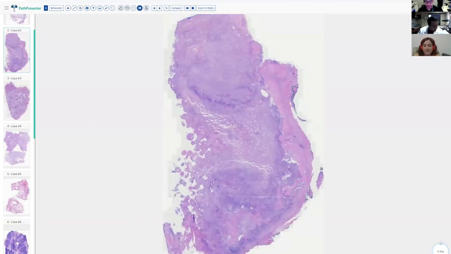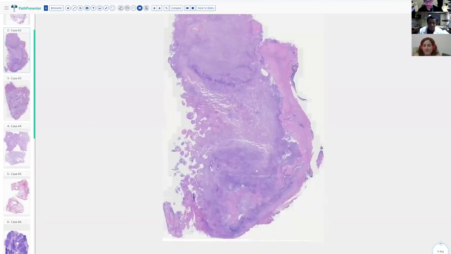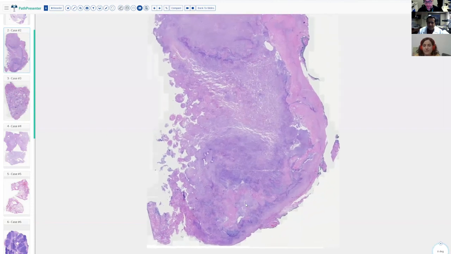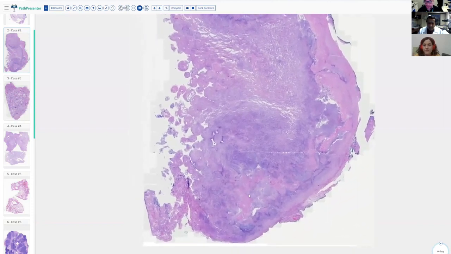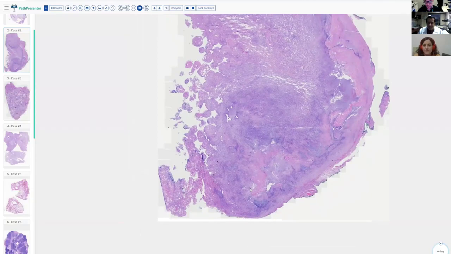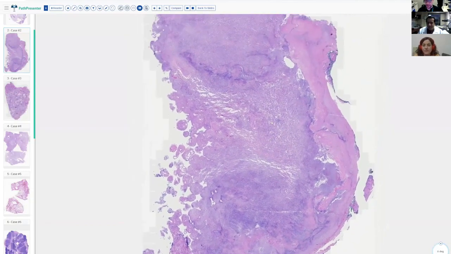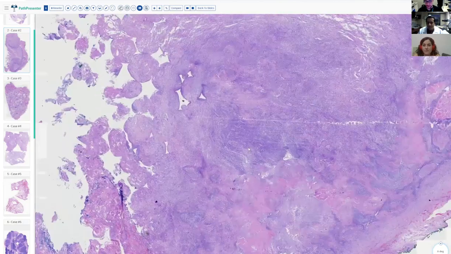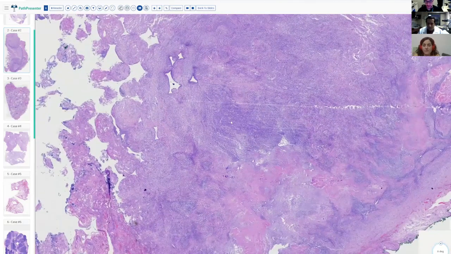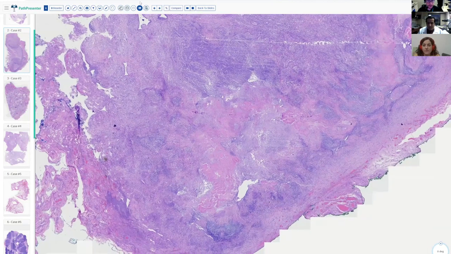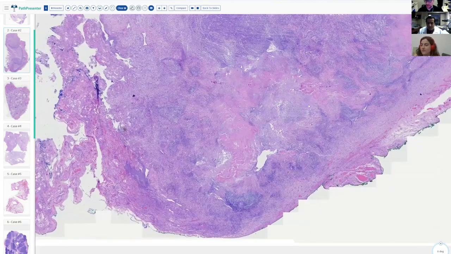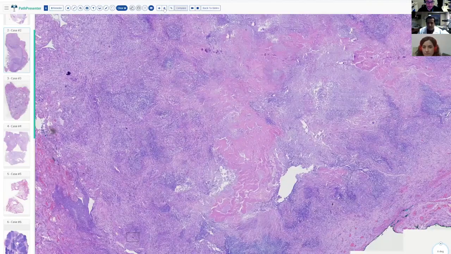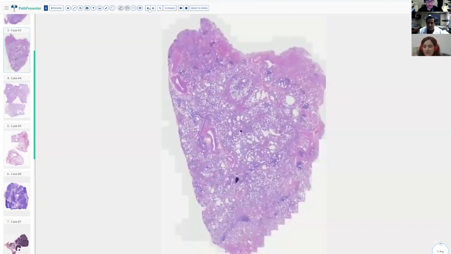Here we have another surgical wedge from the lung. This one we'll say is in a middle-aged man as well. Here's the low power appearance. Moving down to a little bit higher power, and I think I highlighted a few areas.